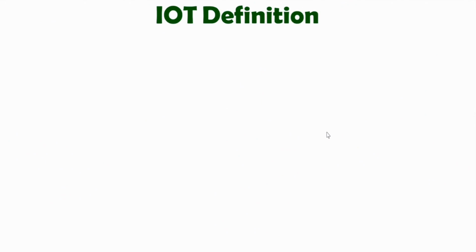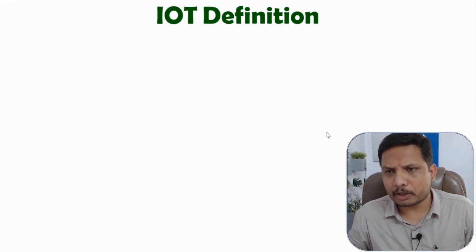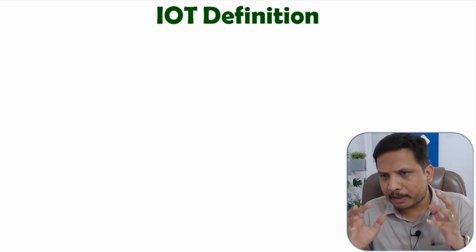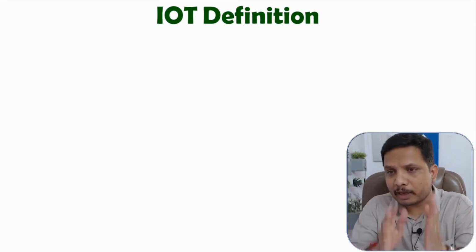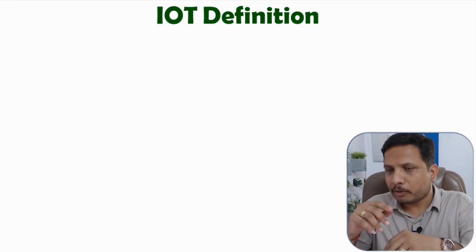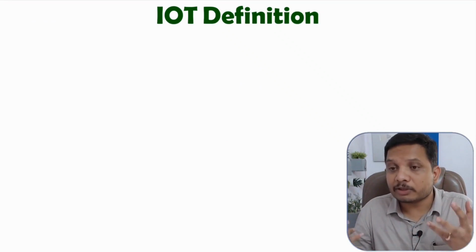Now I'm going to explain some definitions of IoT to you. See, IoT means Internet of Things, in which we interface things with the internet, and through this we optimize resources, right?